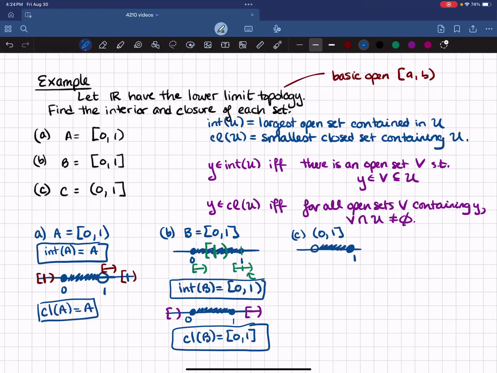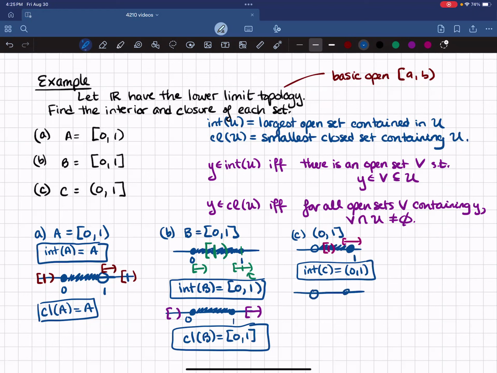So for the interior, I'll think about points that are in the set. Take points in the set. For each point in the set, can I find a neighborhood of that point that stays inside of C? Certainly for points in the middle, I can draw basic open sets around them that stay inside of C. But just like with part B, I cannot get 1 in the set. As soon as I try to get 1 in a basic open set, that basic open set's going to stick out a little above 1. And so 1 is not in the interior. Every other point is. So the interior of C is the interval from 0 to 1, not including either endpoint.